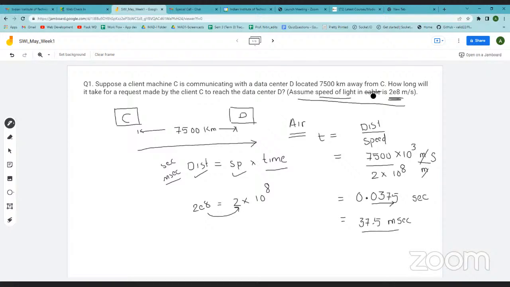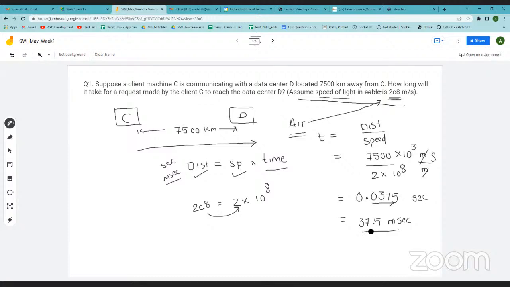If the medium is given, we have to take the speed of light in that medium, such as cable. But I'm saying, just consider this speed to be the speed in air. I guess nobody noticed that. I'm just noticing it now. I'll remove that confusion. But the answer is 37.5 milliseconds.